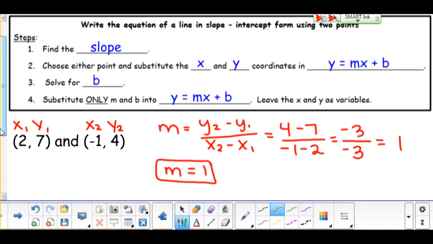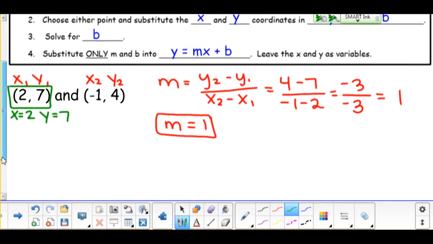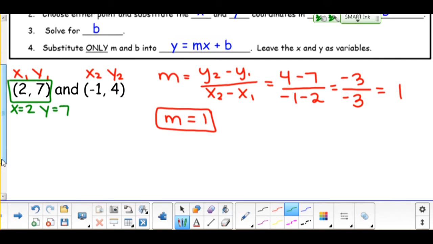Now step 2, we want to choose either point and substitute the x and y coordinates into y equals mx plus b. So we can either choose the point 2 and 7 or the point negative 1, 4. To make this easier, I'm going to pick the all positive point of 2 and 7. So my x will be 2 and my y will be 7. So in our equation, where we see y and where we see x, we'll replace those variables with those numbers.